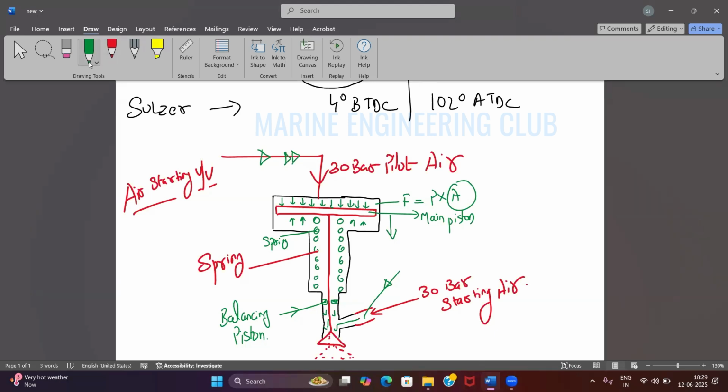Now you understand one thing. If this balancing piston is not there, don't you think this 30 bar air will go up, acting on the bottom face? Yes sir. So will your valve open? The valve will not open, right? No. That is why this balancing piston is provided over here, in order to stop this main starting air which is coming from the 30 bar.